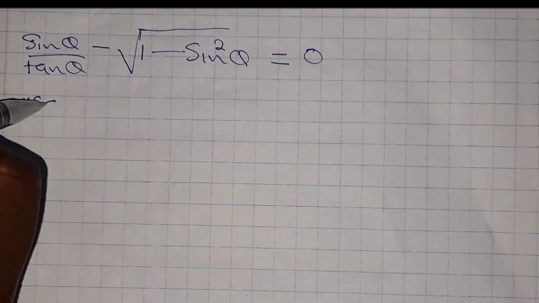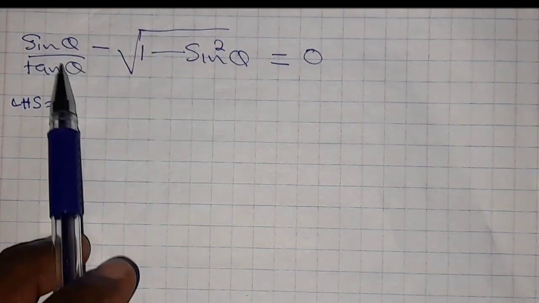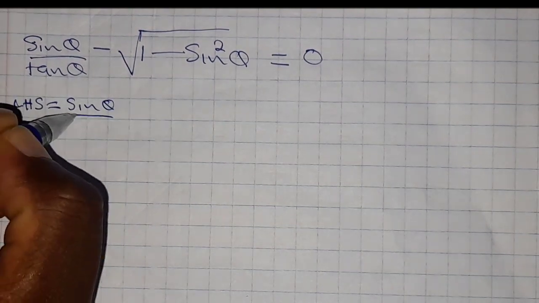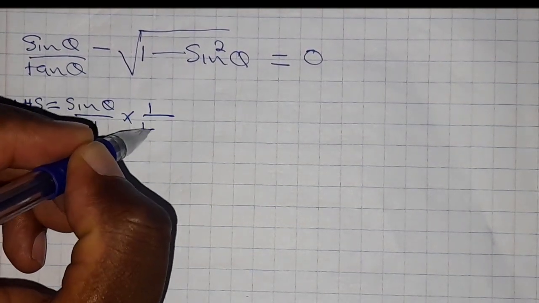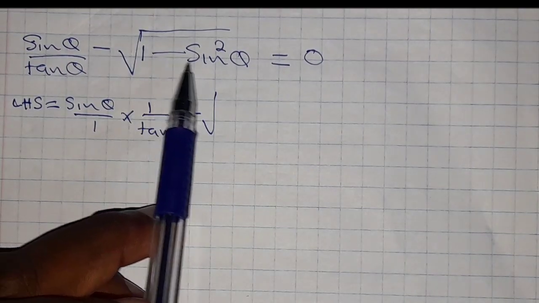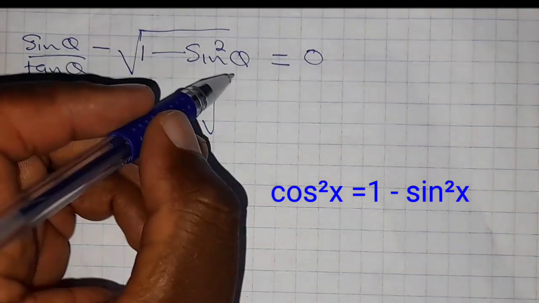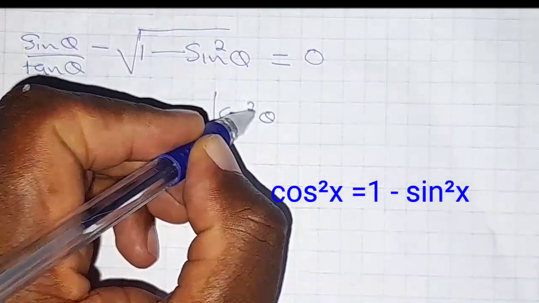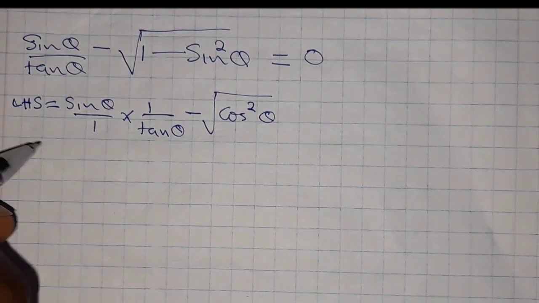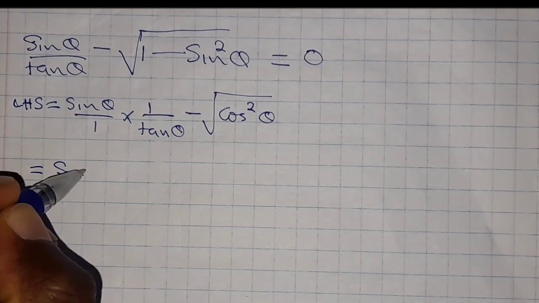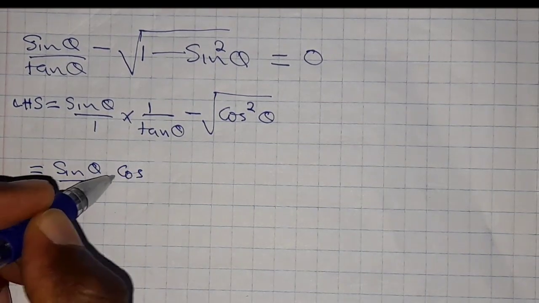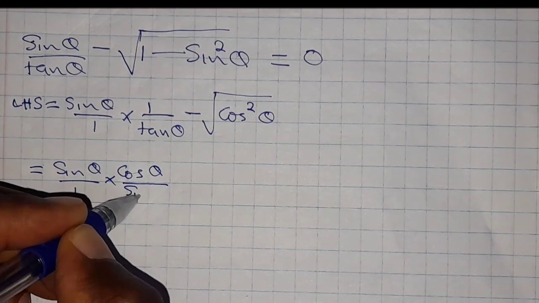The left hand side is equal to, starting with sine and tan, I want to separate this one. Sine theta over 1 times 1 over tan theta, minus, under the square root, we have 1 minus sine theta squared. This is equal to cos theta squared. And then coming back to this one, this is equal to sine theta over 1 over tan theta. Remember, this is cos theta over sine theta.